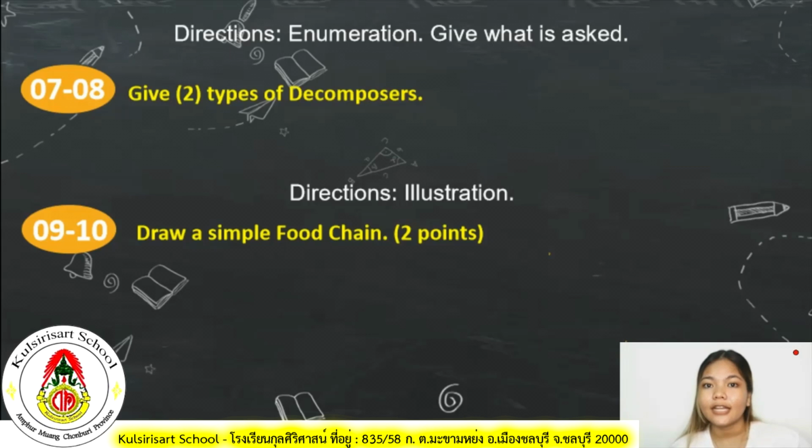And for number 9 and 10, we have their illustration. Draw a simple food chain. Your food chain must contain the producer, the consumer, and the decomposer. I don't want it to be very long. It can only be composed of like 3 animals or 3 consumers. But don't forget to include your producer, your consumer, and your decomposer. This is for 2 points for number 9 and 10.